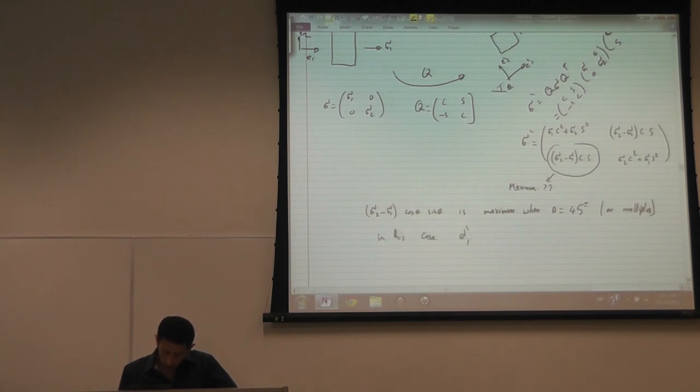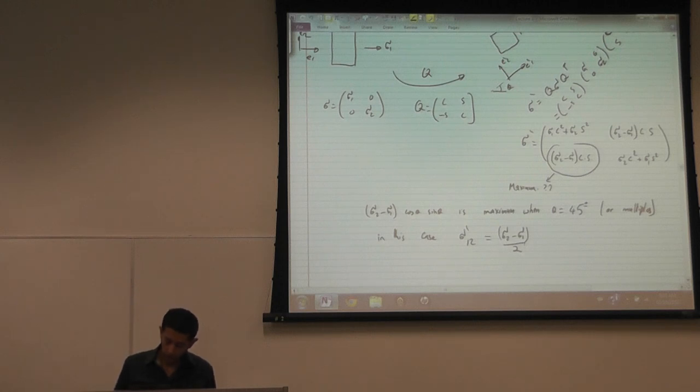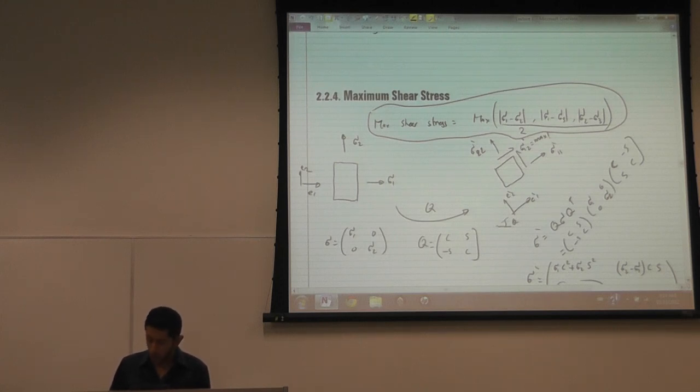Sigma prime 1,2, the shear stress, is equal to sigma 2 minus sigma 1 times 1 over root 2 times 1 over root 2, which equals 1 half. So it's (sigma 2 minus sigma 1) over 2. And since I don't really care about the direction of the shear stress, positive or negative, I'm taking the absolute value. If you repeat this for the other directions, you get that the maximum shear stress is equal to the maximum difference between those principal stresses.